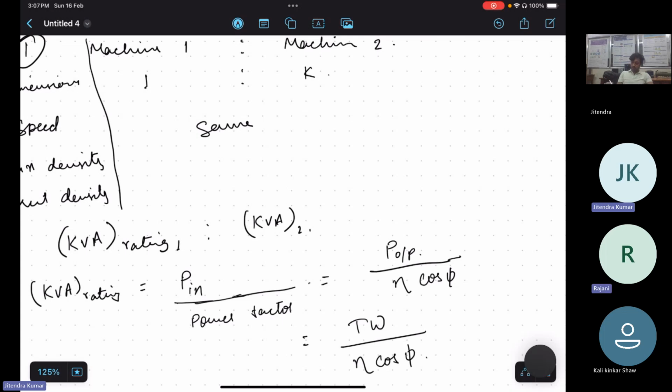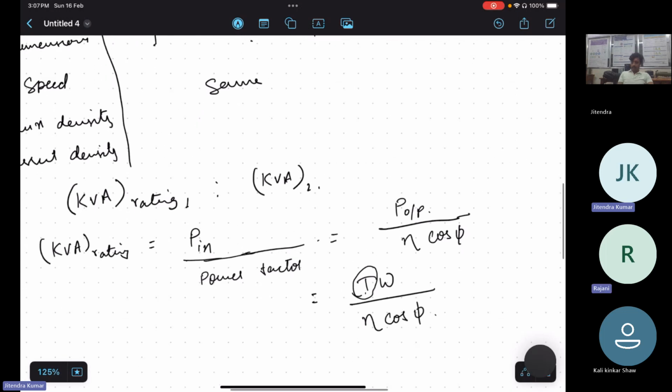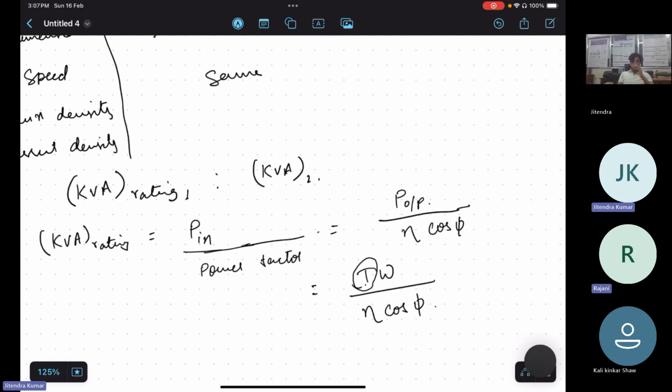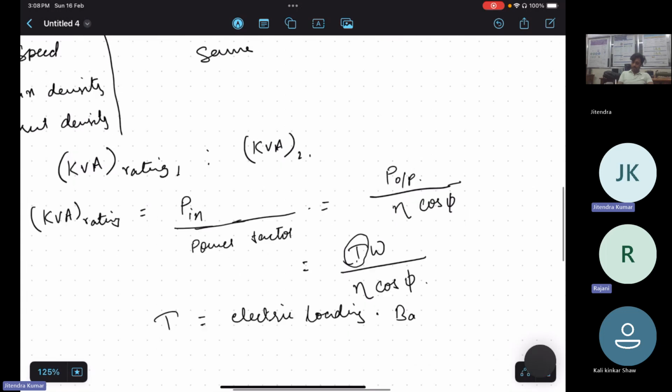So the only parameter which depends on the dimension is torque here, right? Torque is directly proportional to D square L. And the other thing, in the torque equation also comes electric loading, and magnetic loading also will come. Sigma is there, no? Pi by 2 into D square into L into sigma. In that, sigma is A into B.